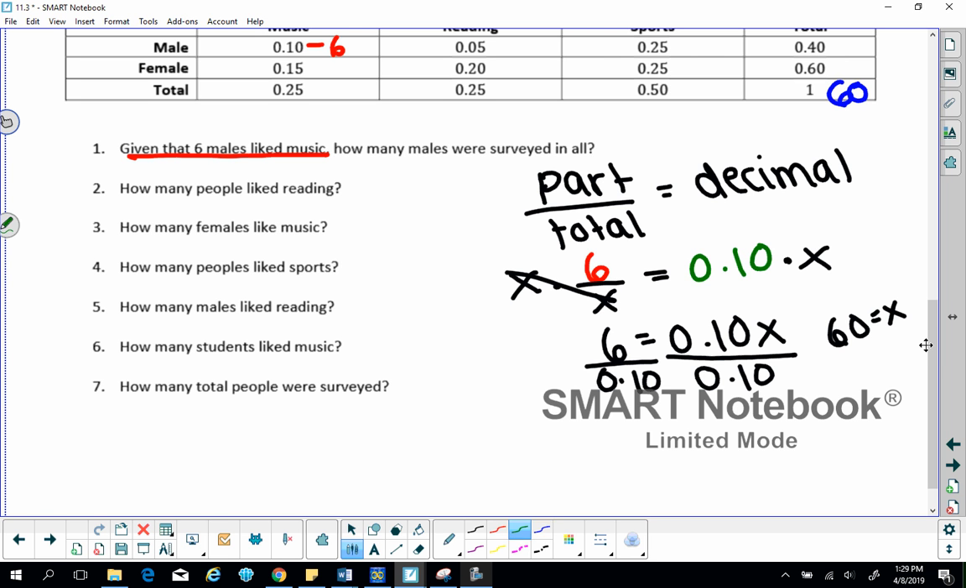What's the decimal of the males? 0.7. Oh, wait, for which one? The first one. Males, 40. And then what do I multiply it by? 0.40, because that's the total males, times 0.6. How many males were surveyed? It's 40 times. What do you end up getting? 24.